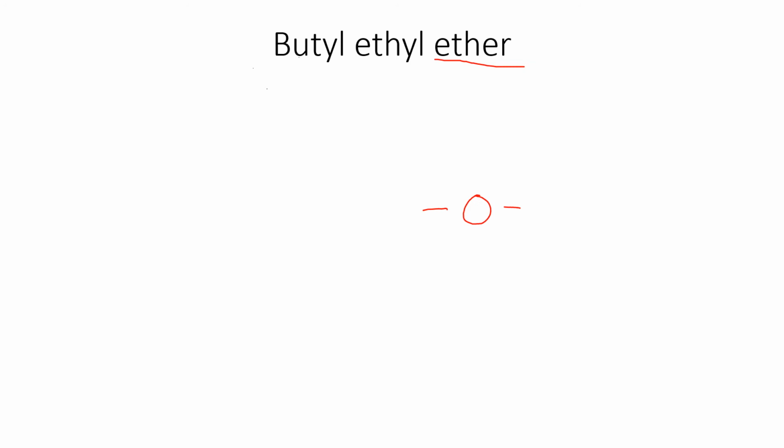Then, what do the things in front tell us? Butyl and ethyl? Well, those tell us how many carbons are on each side. Butyl tells us on one side we're dealing with 4. So I'm going to get 4 carbons in on one side. It doesn't matter which side you put it on. The ethyl is telling us we have 2 carbons on the other side.